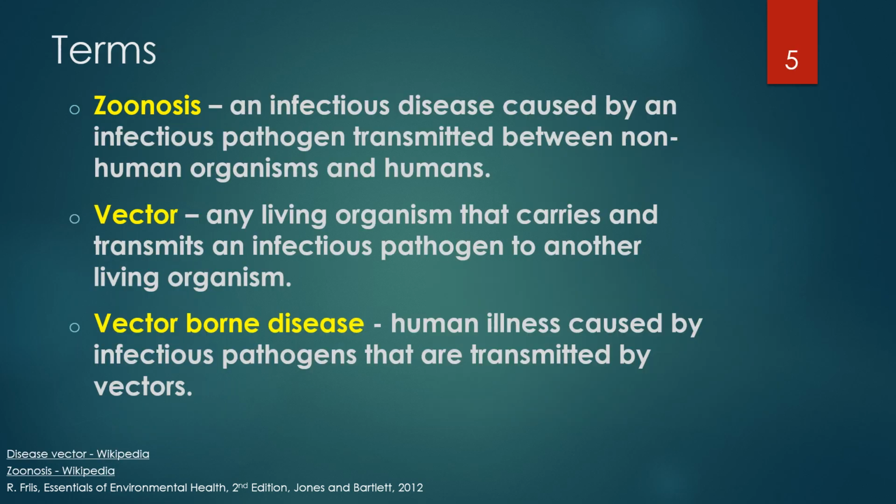A few key terms for this session include zoonosis, vector, and vector-borne disease. Zoonosis is defined as an infectious disease caused by an infectious pathogen transmitted between non-human organisms, usually vertebrate animals, and humans. A vector is any living organism that carries and transmits an infectious pathogen to another living organism. A vector-borne disease is a human illness caused by infectious pathogens that are transmitted by vectors.